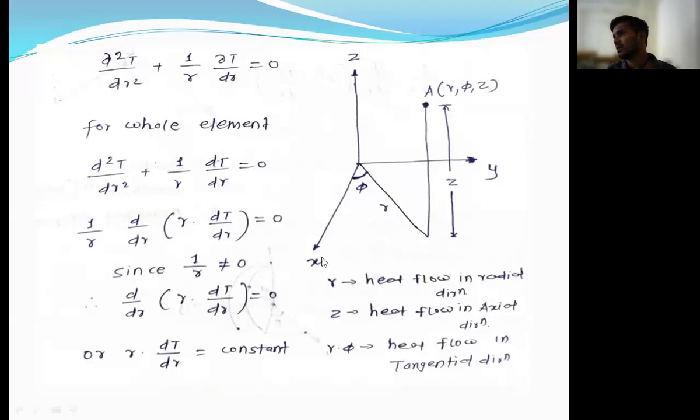So there are x, y and z axes. To explain the cylindrical coordinate system we require 3 parameters, that is r, phi and z. r is the radius of that particular cylinder, z is the vertical distance of that cylinder, and phi is the angle that the radius makes with the x axis. So by using these 3 parameters we can explain the cylindrical coordinate system.